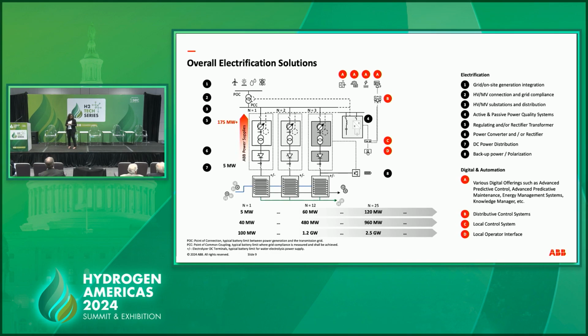And again, to reiterate, with 5 megawatt electrolyzers, for 12 units, we have only 60 megawatt. But with the same number of units, I can go up to 480 megawatts if I'm feeding a slightly larger electrolyzer. And here we see 100 megawatt.